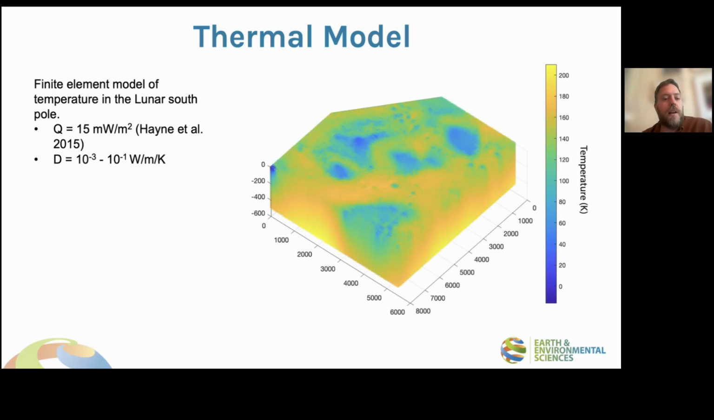the way we set up our model is by taking a thermal model of the lunar South Pole, assuming some thermal parameters, and then running a multi-physics simulation to look at what the thermal structure in the near subsurface of the South Pole would be. So the z-axis here is in meters. So we're modeling the top 500 meters of the regolith.